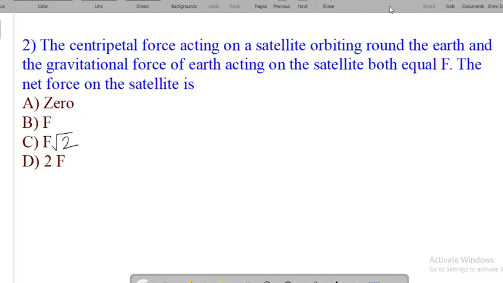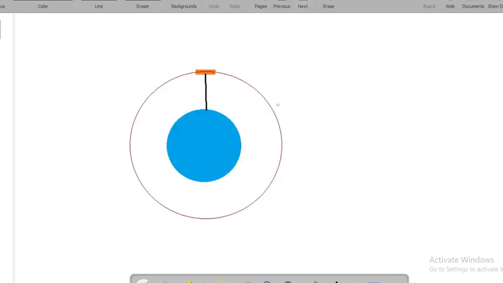So we'll draw a diagram. I've already drawn the diagram. You can see in this diagram, this blue part is the earth, and this one is the satellite. I'll just mark S for satellite and this is earth. Okay, so this satellite is orbiting in this circular orbit, it is orbiting around this path.